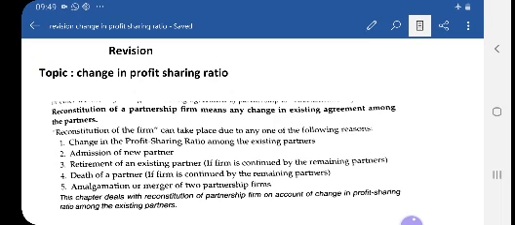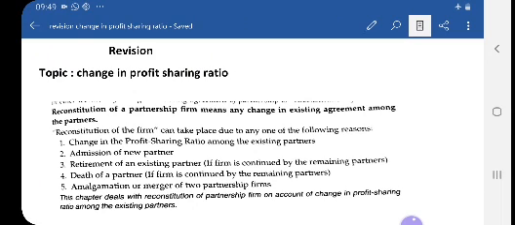Let us understand once again what you mean by reconstitution of partnership firm. That means any changes in the existing agreement among the partners. If any kind of change takes place in the agreement, that is termed as reconstitution of partnership. So the meaning should be very clear.